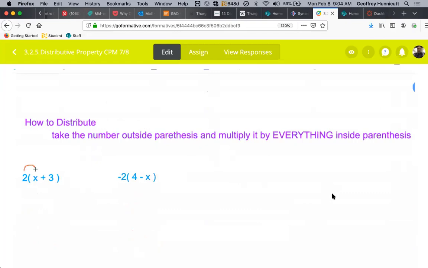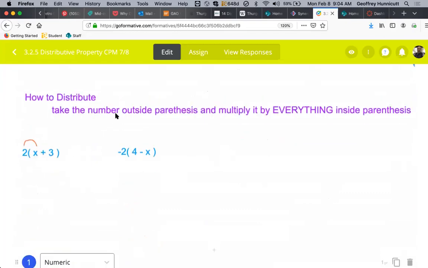So then they give you this little example here. How to distribute: take the number outside the parentheses and multiply it by everything inside. That's just what I just did with you. So they go 2 times x, and then they come back and do 2 times the 3, and they drew little arrows. I draw lots of little arrows like that when I do this. You don't have to, but I think it helps when you're first doing this.